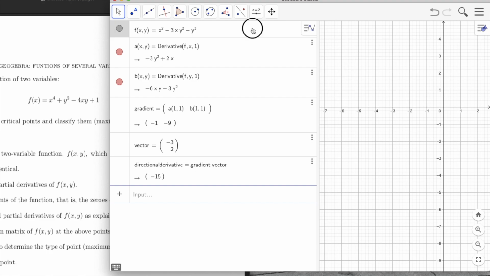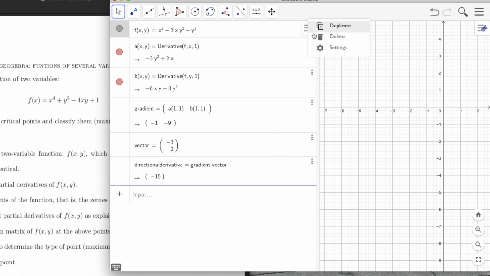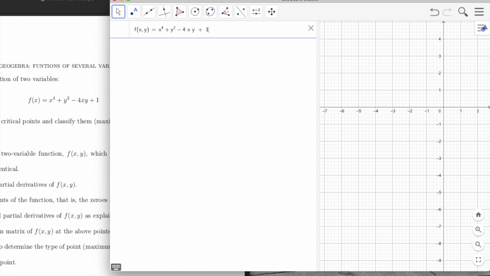As you can see, I have the previous exercise here. So instead of deleting from the bottom, I delete the top. That deletes everything that depends on the function, and I delete this vector. Input my new function, f(x,y) = x^4 + y^2 - 4xy + 1.